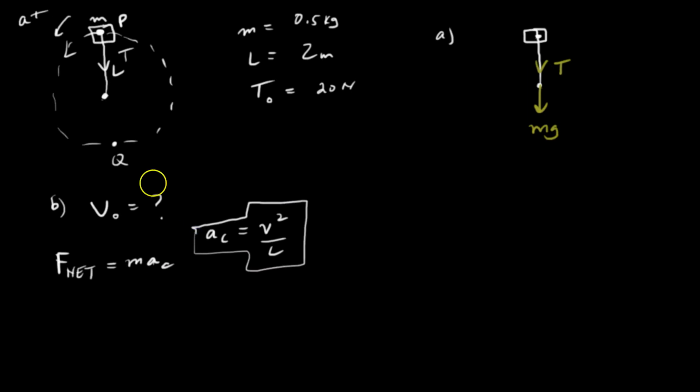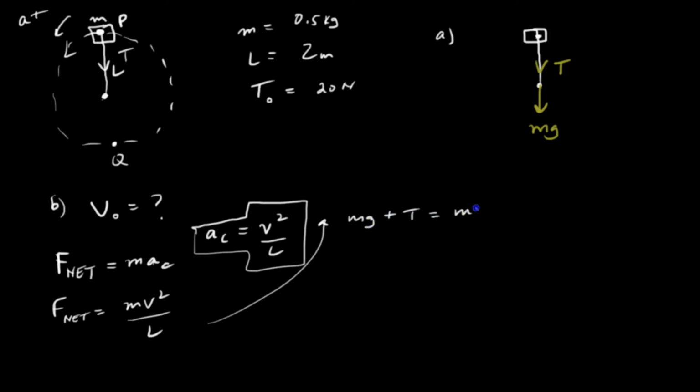I'm going to learn this later on. There are many different ways to do this, but I find that using this formula is the easiest way. So we're going to get that F net is equal to m times a_c. Now what's a_c? a_c is just v squared over L. So that's the net force of the system. So what's the net force? Well, let's look at our free body diagram. We have mg going down plus tension down is going to be equal to mv squared over L.